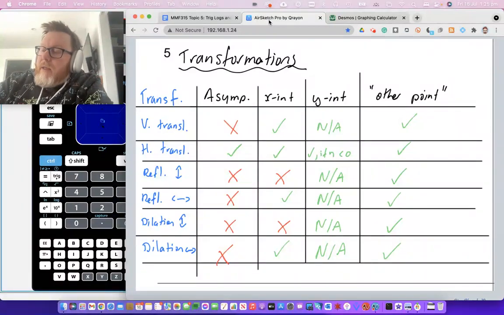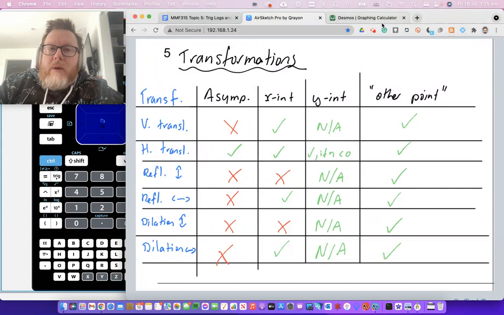Okay, I am going to leave the video here, and in the next video I'll have a look at a few examples. And of course, I'll just finish by saying we looked at each transformation in isolation. Of course, there could be multiple transformations happening.